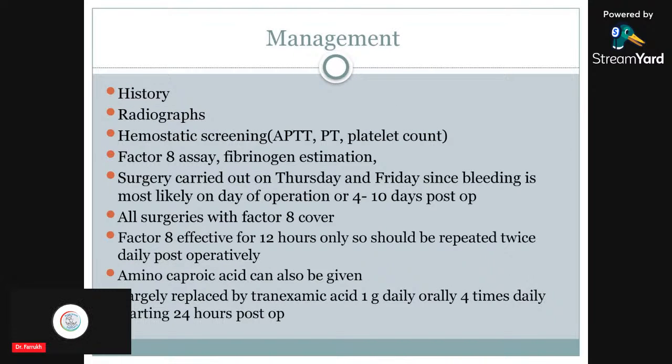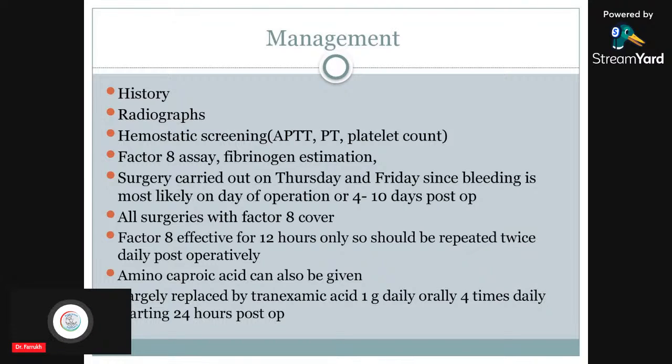Okay. What is the management? Management is basically you take the history, you do a radiograph, and hemostatic screening is done. Basically, the APTT test is performed, the PT test is performed, and platelet count is performed. Okay, factor VIII assay is done, and fibrinogen estimation is done. Surgery is carried out on Thursday and Friday since bleeding is most likely on the day of operation or 4 days post-operative. All surgeries are done with factor VIII cover.